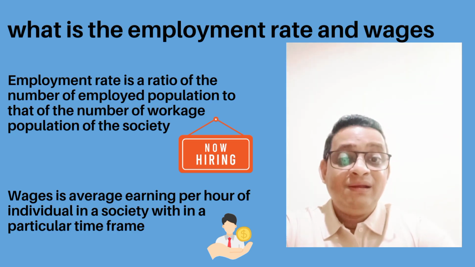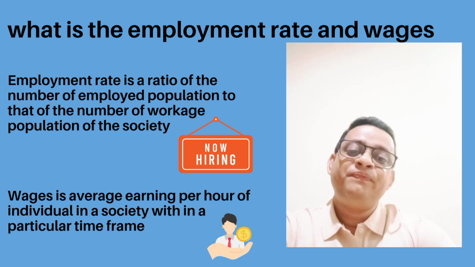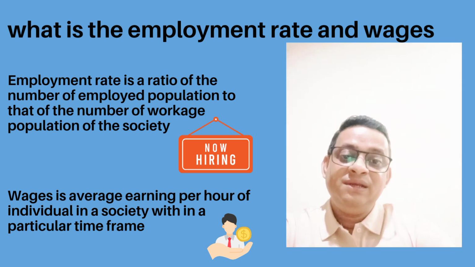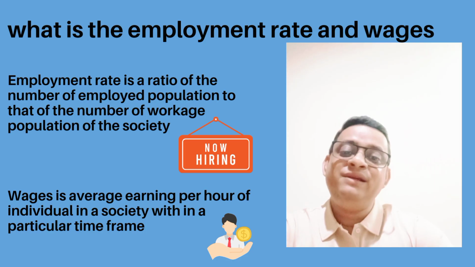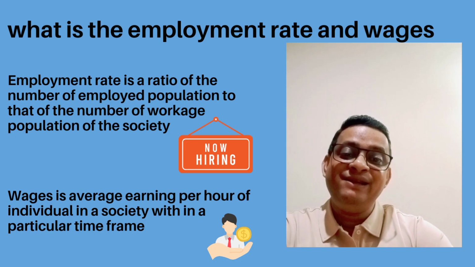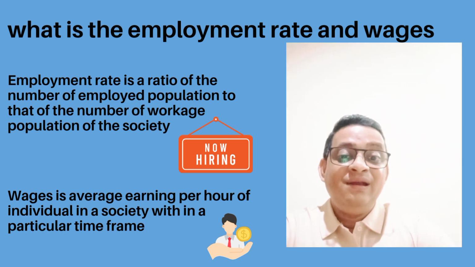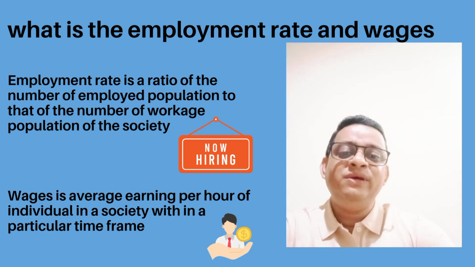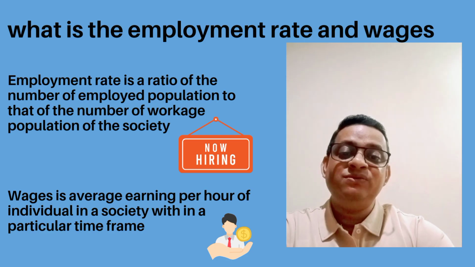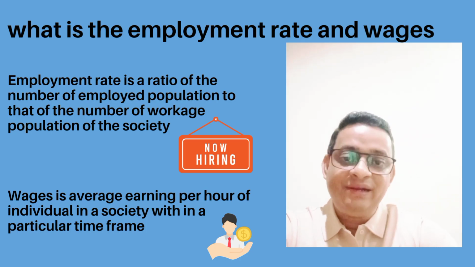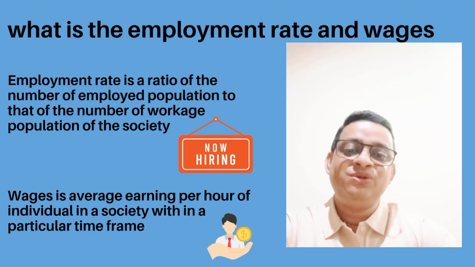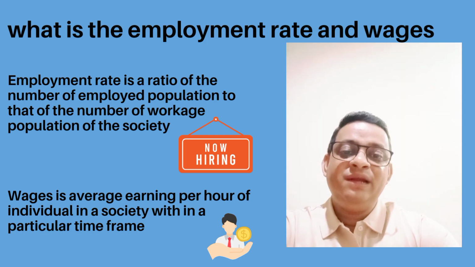Suppose my annual income is 40,000 USD. If I divide this 40,000 USD by 2080, then the hourly wage comes out. Like this hourly wage, we can calculate the weekly wage. Whatever the basis, we can calculate. So friends, now these two factors, the employment rate and wages, are very clear to you. I hope it's clear to you.